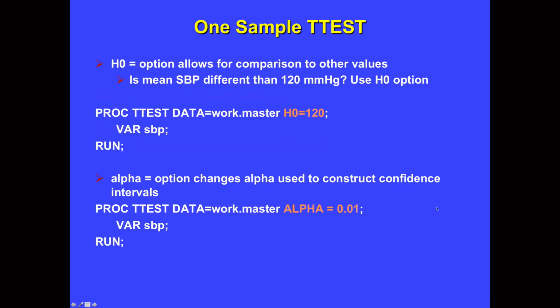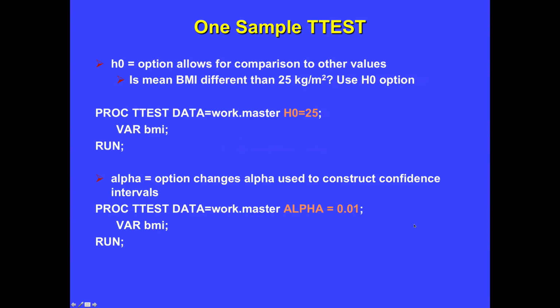So here are 2 examples of the t-test where I've added a few options, and in these situations I'm only considering systolic blood pressure in these 2 procedures. Obviously it wouldn't make much sense to add BMI to this particular t-test procedure because the null hypothesis is 120, and that's really no better than a value of 0 for BMI.